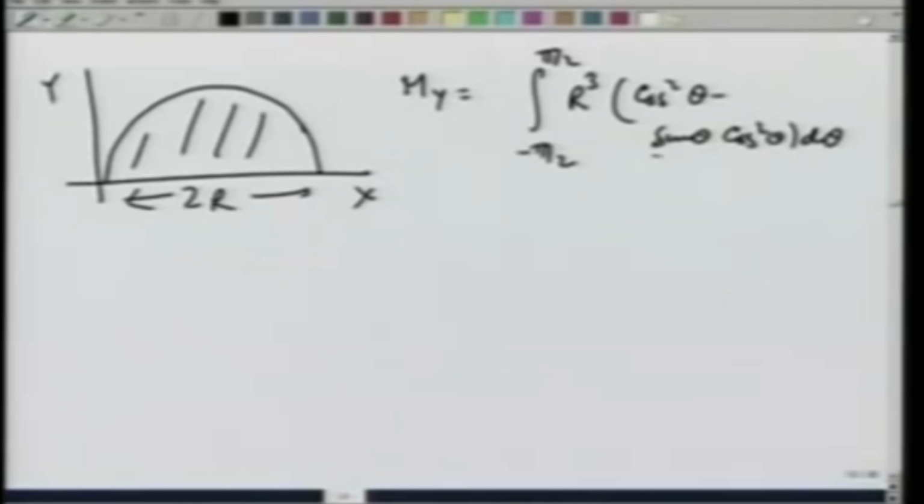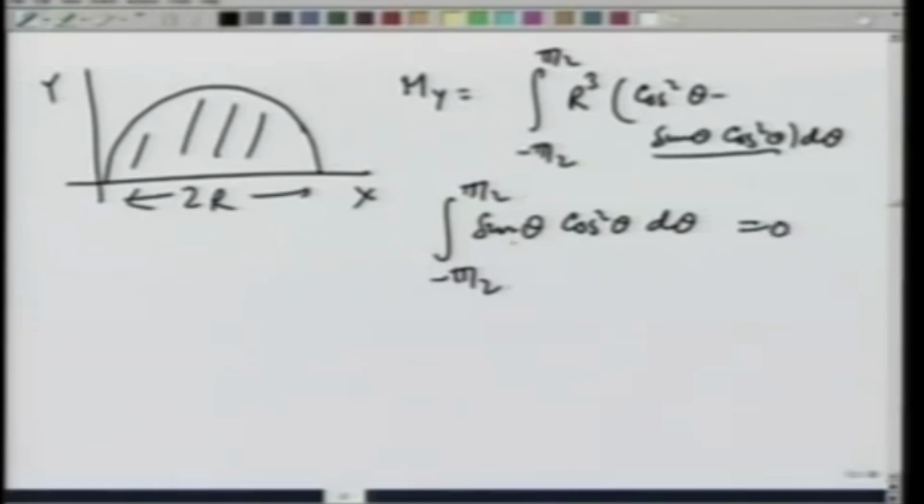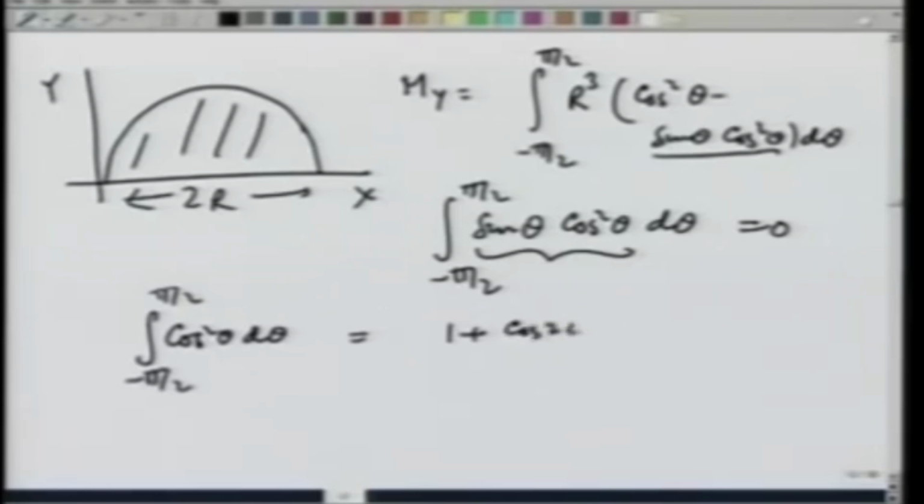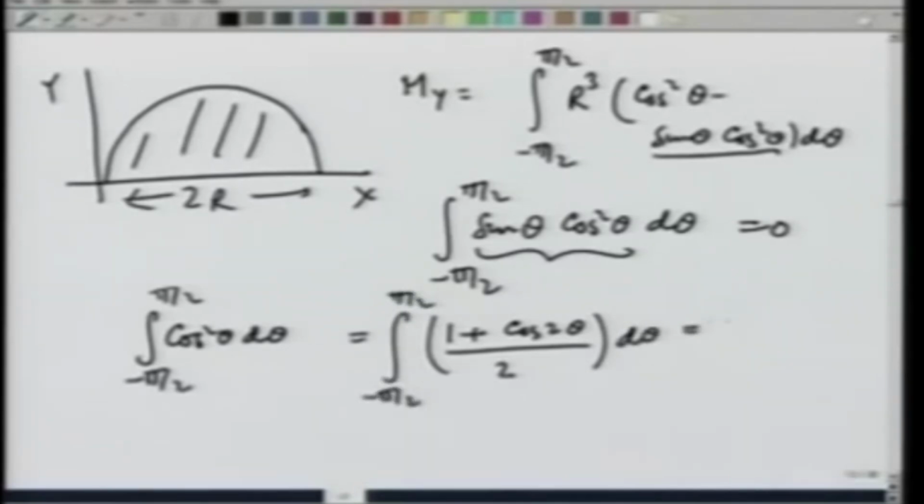Cosine square theta sine theta is an odd function with respect to theta, and therefore this integration of sine theta cosine square theta d theta from minus pi by 2 to pi by 2 is going to be 0, because as you go from theta to minus theta, this integrand changes sign. And integration cosine square theta d theta from minus pi by 2 to pi by 2 comes out to be integration of (1 plus cosine 2 theta) over 2 d theta from minus pi by 2 to pi by 2, which is nothing but pi over 2.